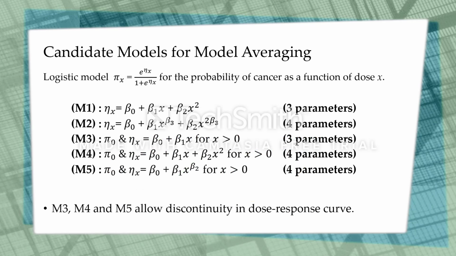Here are 5 different models for model averaging based on the logistic model pi of x. And for our models M3, M4, and M5, we allow discontinuity on the dose response curve.